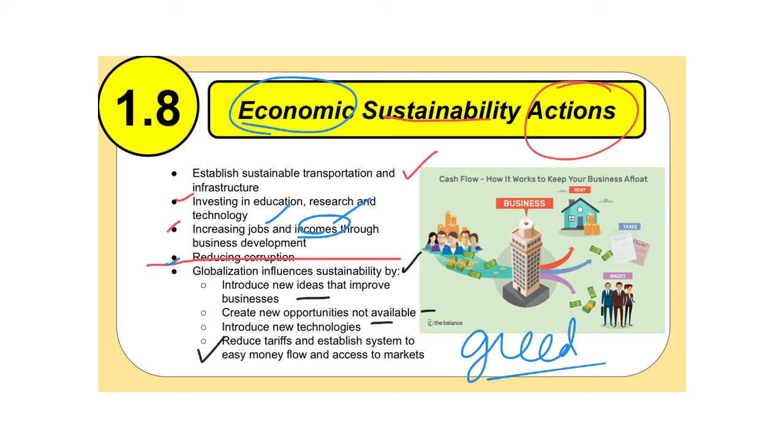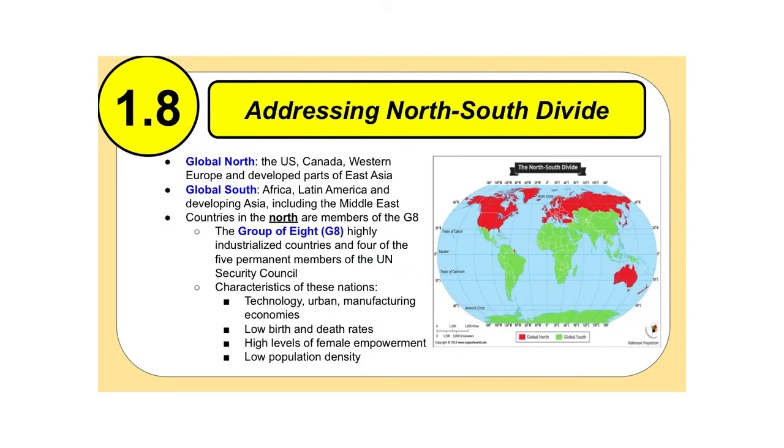And this one, reducing tariffs and establishing systems to ease money flow and access to markets. I know what you all are thinking, and in the previous administration, but tariffs, that's one of the first rules in economics. Tariffs are bad. Why do we still do them? It's supposed to encourage people to buy your domestic products, but in an era of globalization, that's a little bit difficult. Okay, so now we're going to take a different focus.